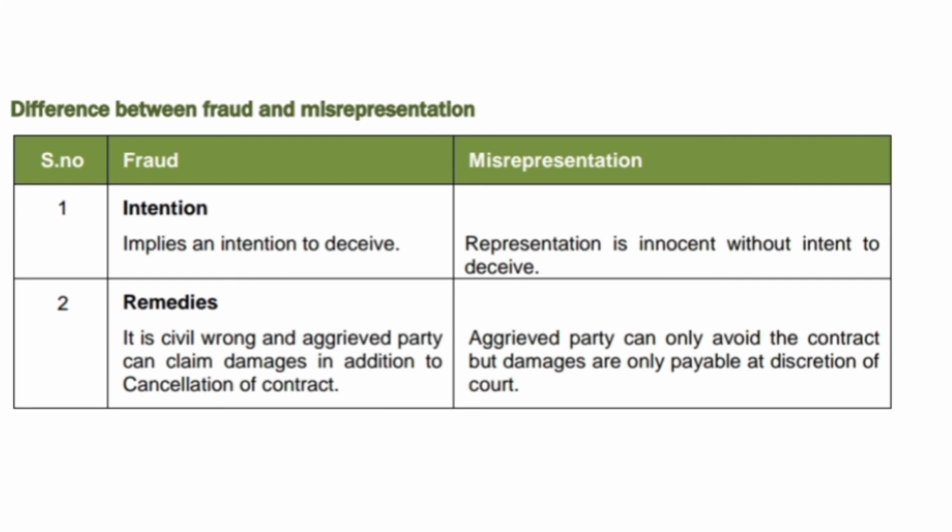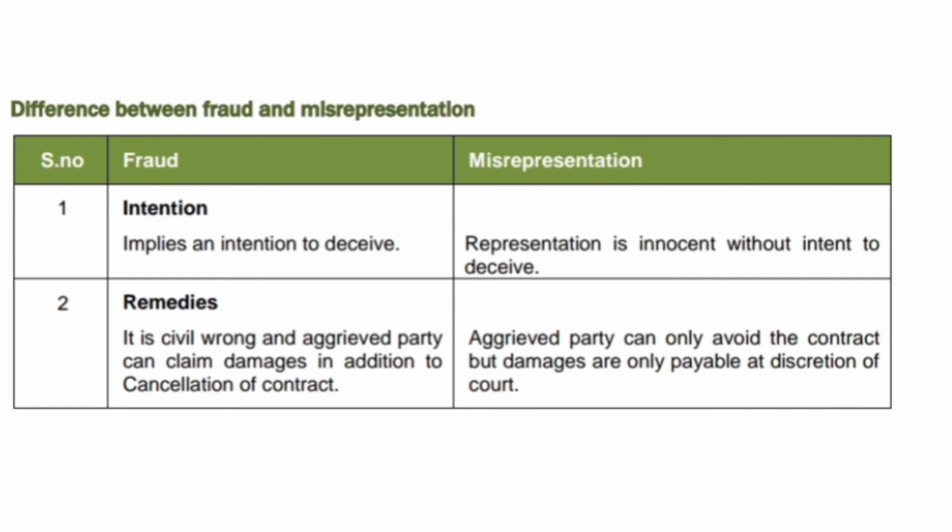However, the difference lies in the fact that in the case of fraud, not only does the contract become voidable, that is, not only does the party who has been the target of fraud have the right to cancel the contract, but in addition to that, that particular aggrieved party can also claim damages as a matter of right, that is, this particular party is entitled to claim damages as a matter of right. However, in the case of misrepresentation, this is not so.